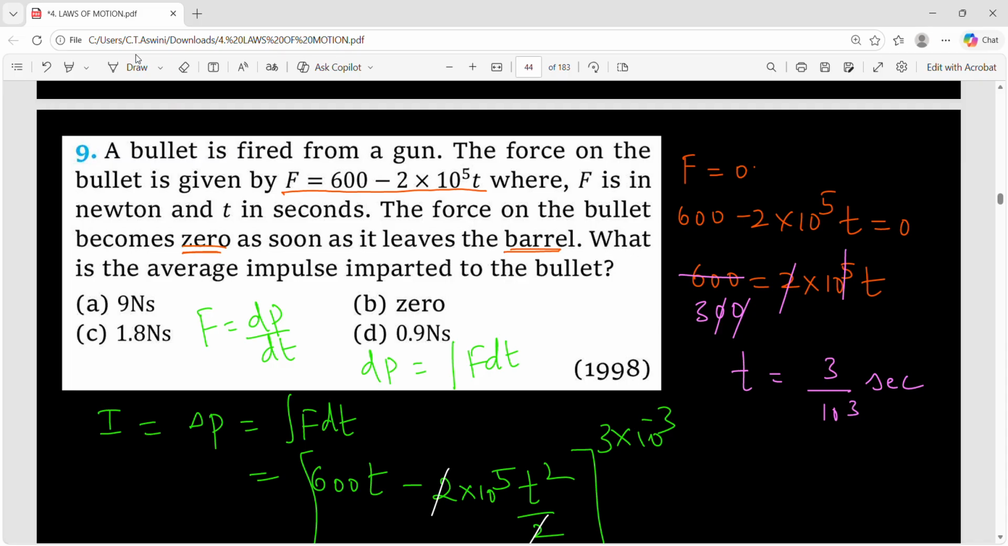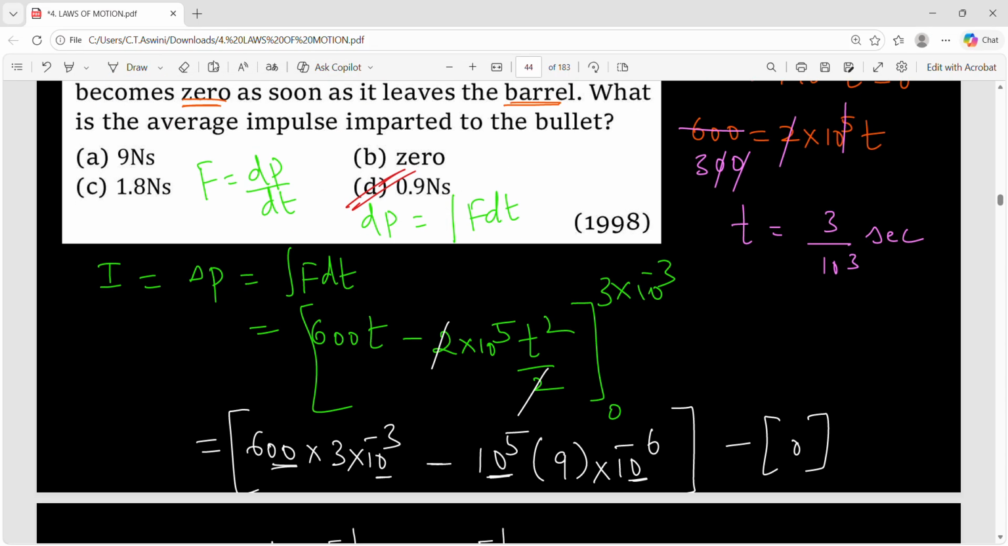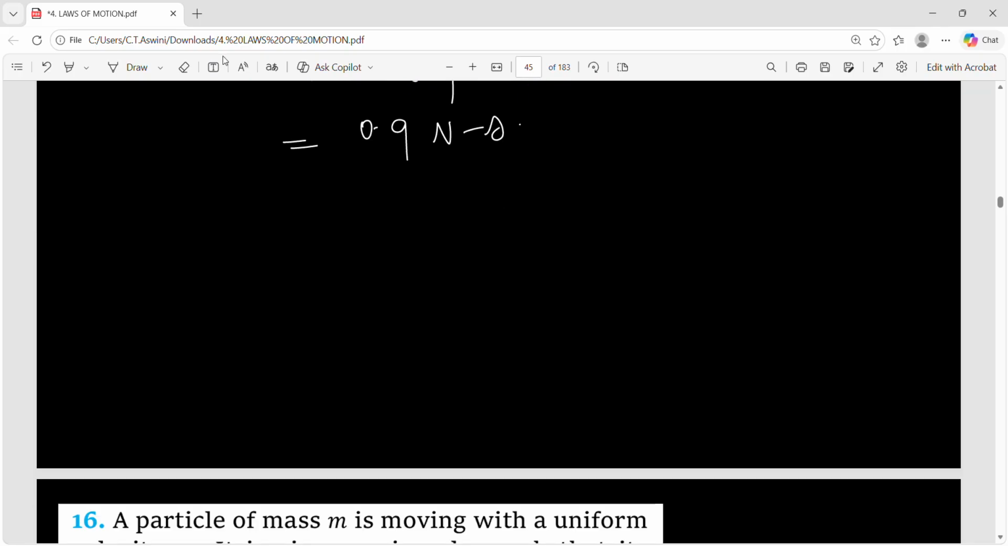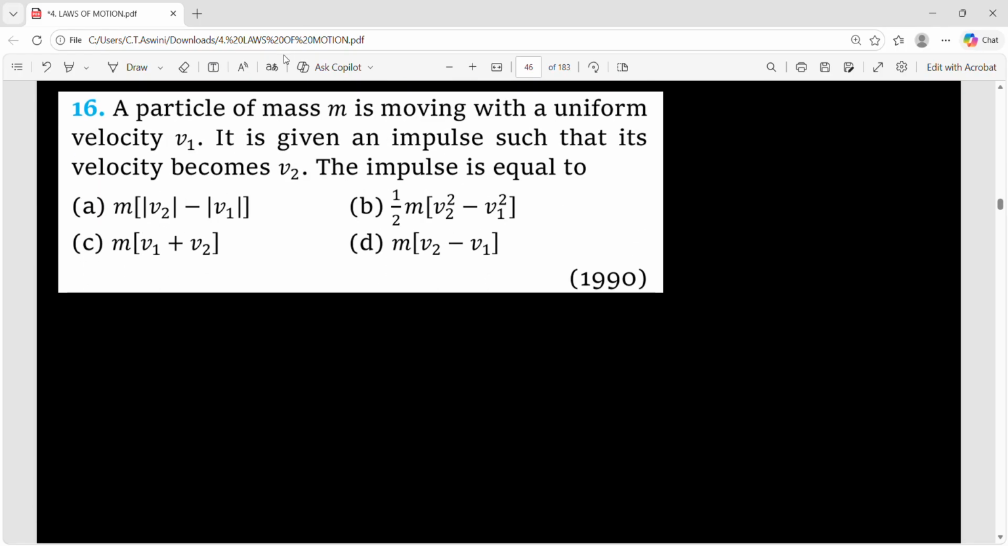Don't take f directly because f is expressed in terms of t. F is dependent on time here. So when it is dependent, how will you take the product? You have to integrate. Integral f dt. So the answer is 0.9 Newton seconds. Option D.